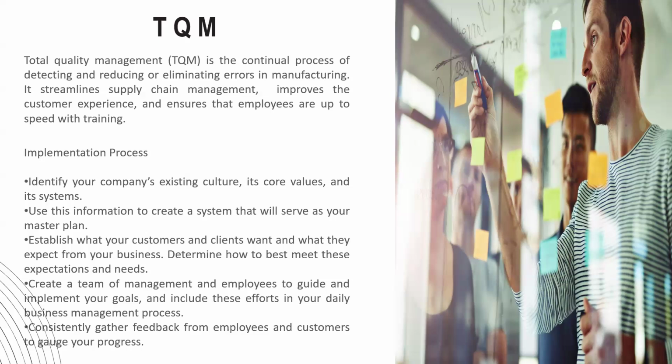And then consistently gather feedback from employees and customers to gauge your process. So it's a loop. This is not the end process. It's not a chain process, but it's a network process. It's a loop. So after getting the feedback from the employees, again, you're going for implementation of new things based on the feedback given by the employees. So this is how the TQM functions.